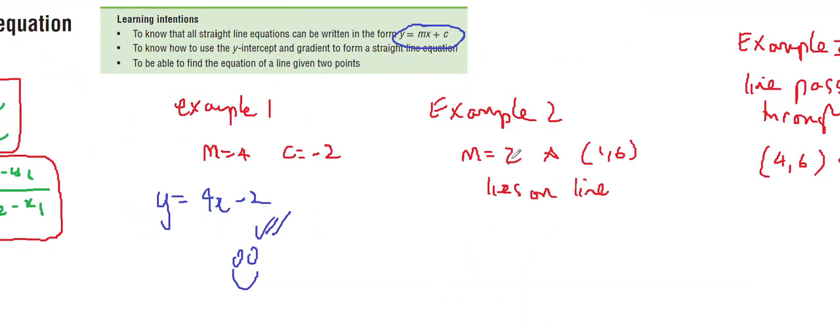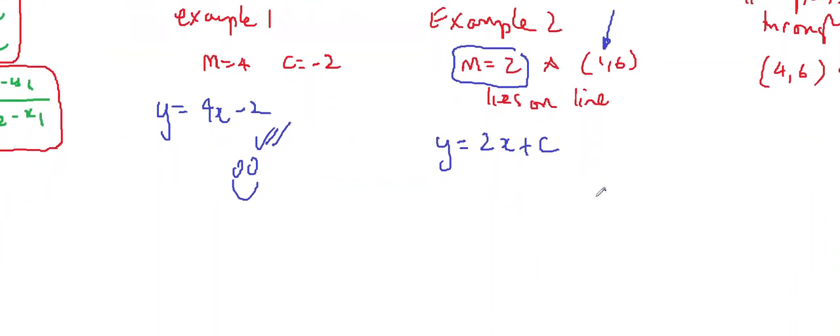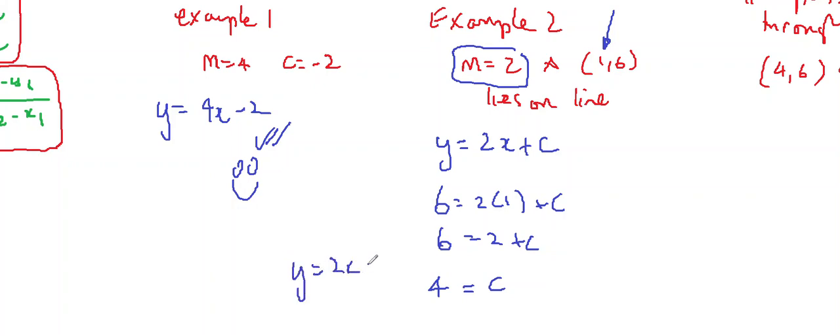If, however, you know m and you know a point, you can jump straight to y equals 2x plus c, and then you can sub in this information to find c. So y equals 6 when x equals 1: 6 equals 2 times 1 plus c, 6 equals 2 plus c, c equals 6 minus 2 or 4, therefore y equals 2x plus 4. Notice that I did two things. I substituted the m first, then I substituted this point to find c.